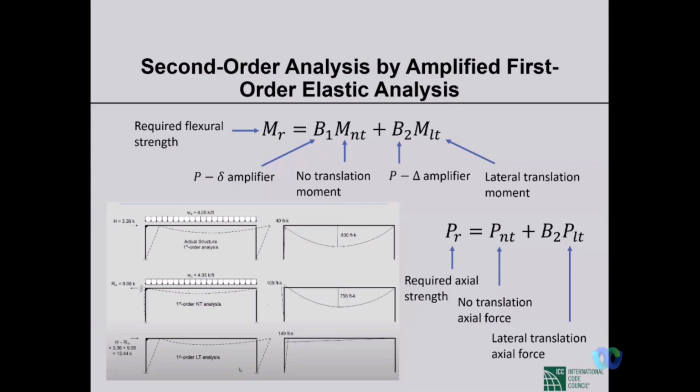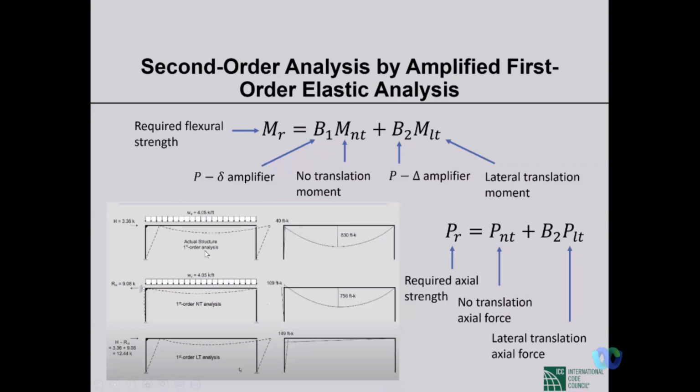What is recommended is that first we do a no translation analysis. We suppose that there is no sway. We provide an artificial support at the left corner, suppose there is a hinge there, and then we apply the vertical load only and calculate all the moments. We term these moments and axial forces MNT and PNT: no translation moment, no translation axial force.